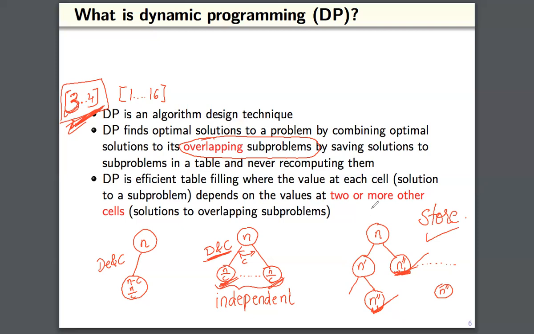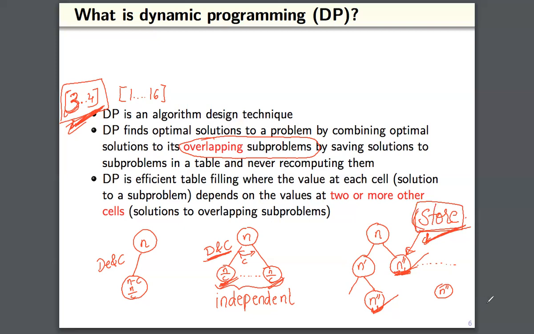Okay. The first time you encounter a subproblem, you will execute it, you will process it, you will compute it. The second time or later onwards, if you encounter the same subproblem, you will not execute it. You would have stored the value, stored the result, stored the solution of that subproblem. Use it again and again, right? So that is your DP.